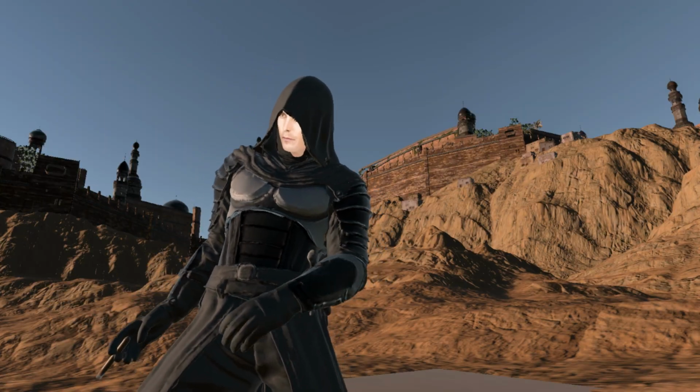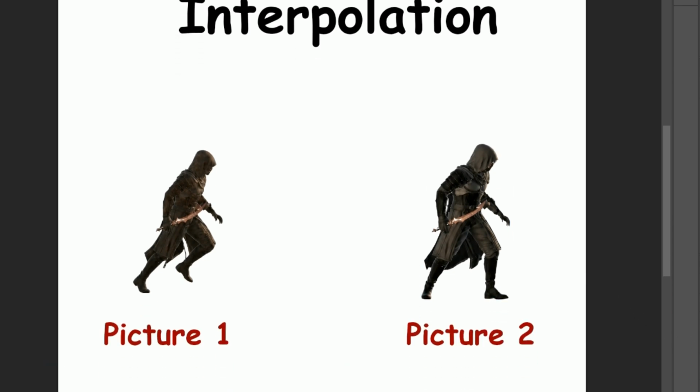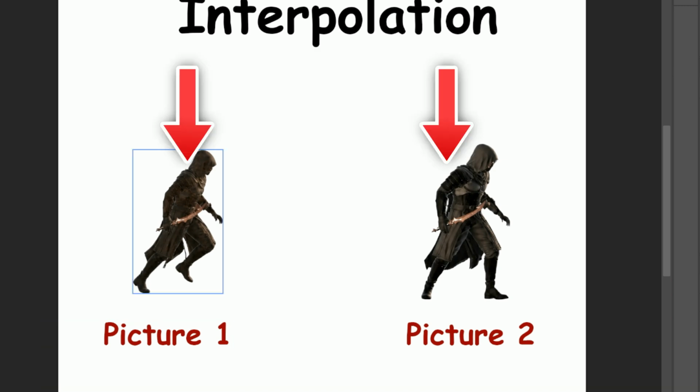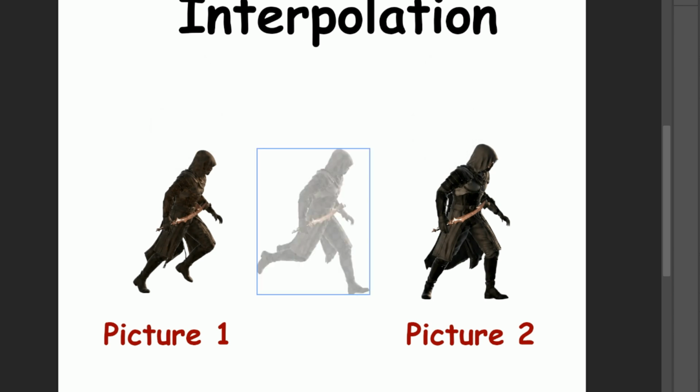Pretty much. To understand the interpolation better, think about taking pictures of someone running. The first picture is here, and the next one is there. But there are empty moments between these pictures. Interpolation looks at these two positions and creates the missing frames between them. That's why the movement looks much smoother.